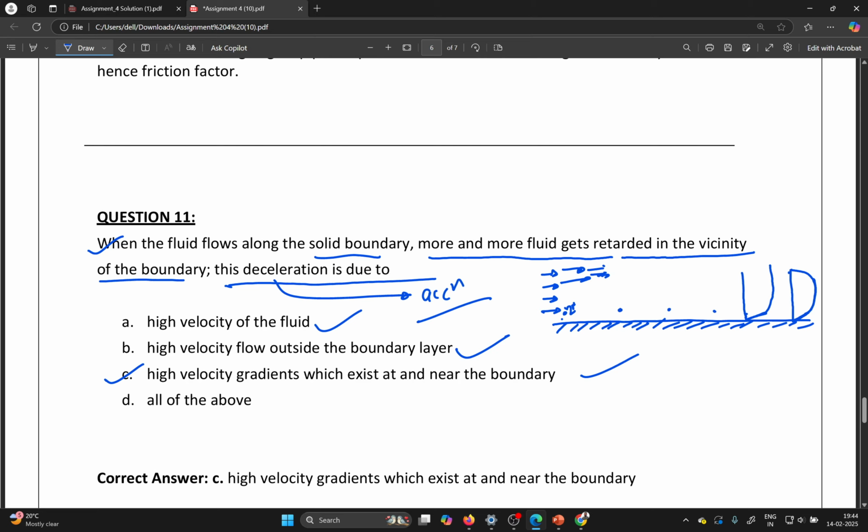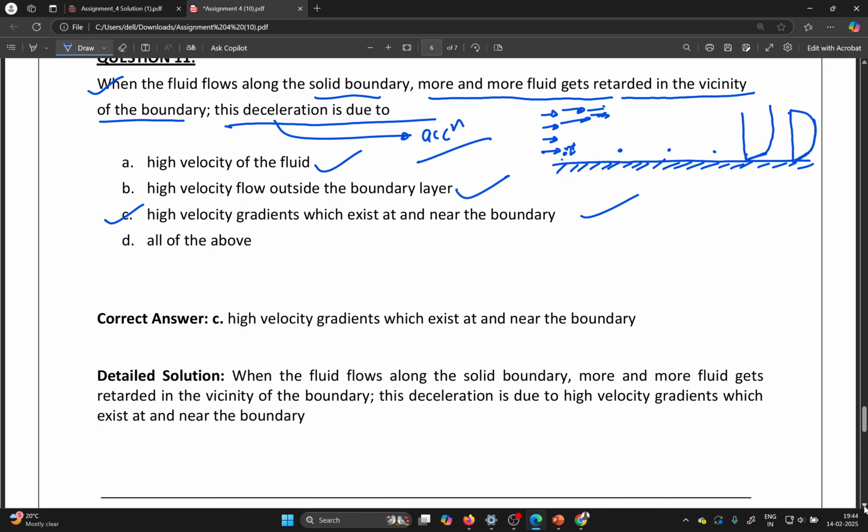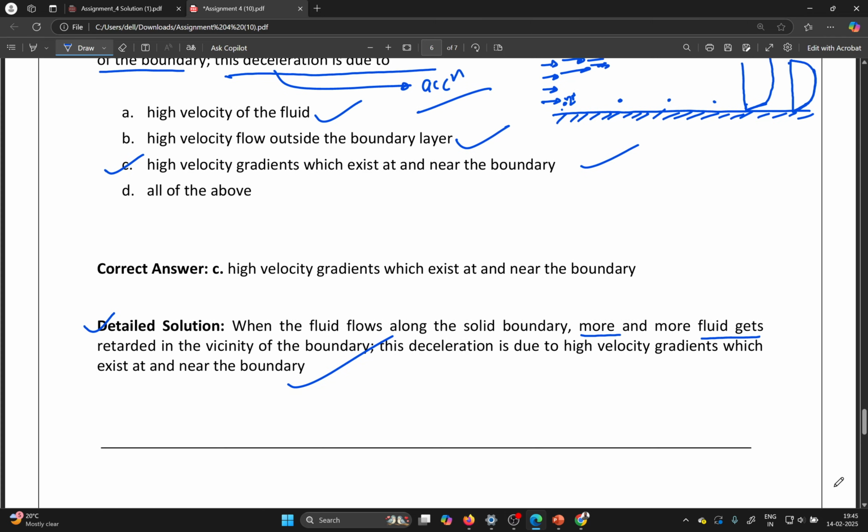Now we'll move on to the next question. Here you can see the detailed solution. When the fluid flows along a solid boundary, more and more fluid gets retarded in the vicinity of the boundary, and this deceleration is due to the high velocity gradient which exists at and near the boundary. That is, at the boundary and near the boundary also. Okay, we'll move on to the next question, which is the last question.